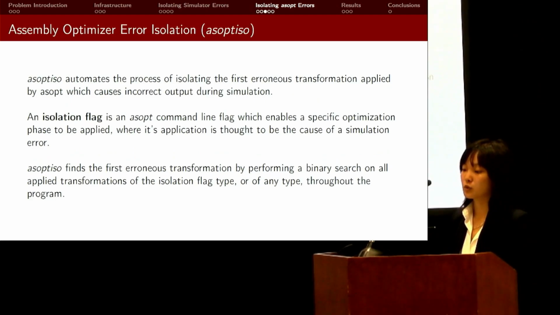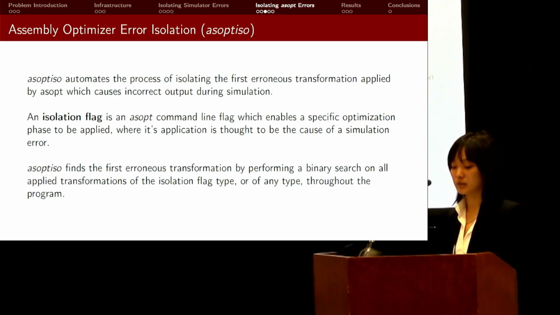Now I'll introduce a tool called ASOP-ISO, which is our assembly optimizer error isolator, and this is one of the main tools that we use while testing the assembly optimizer. ASOP-ISO automates the process of isolating the first erroneous transformation applied by ASOP which causes incorrect output during simulation. Something that it uses is called an isolation flag. An isolation flag is an ASOP command line flag which enables a specific optimization phase to be applied, where its application is thought to be the cause of a simulation error. ASOP-ISO finds the first erroneous transformation by performing a binary search on all applied transformations of the isolation flag type or of any type throughout the program.